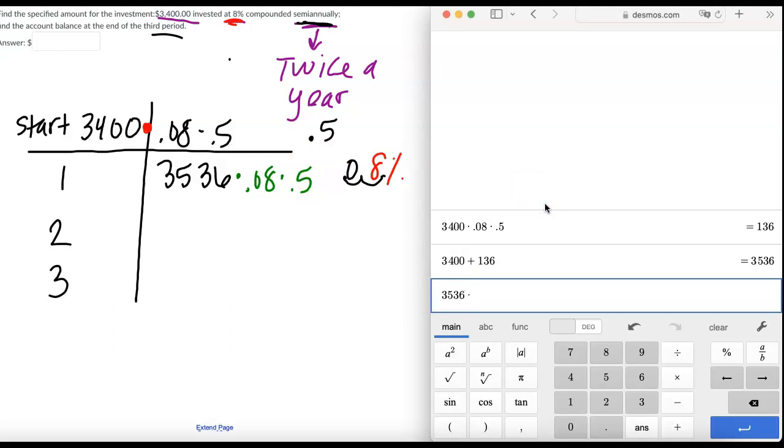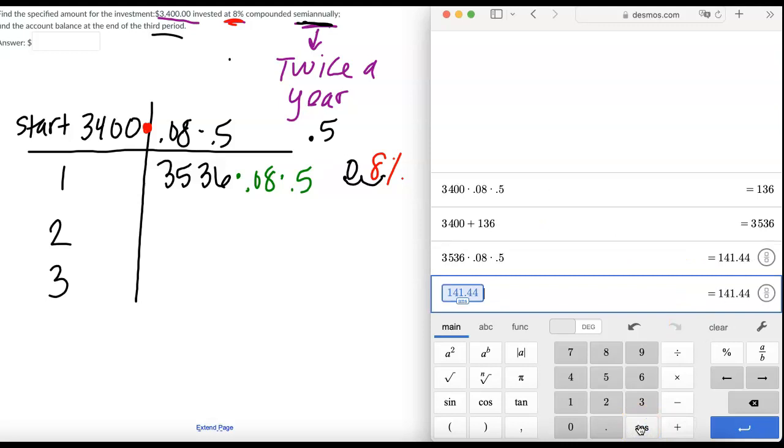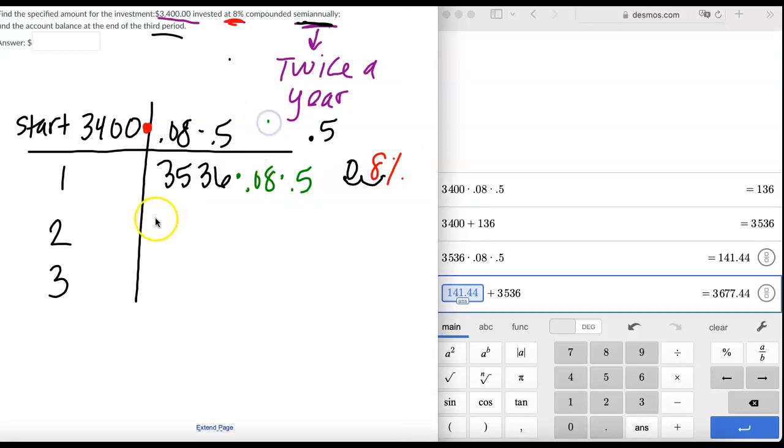Not plus. And that's my interest earned. So remember, you have to take that answer and add it to your balance. So after the second period, I'm at 3677.44. And then again, we've got to do it one more time.